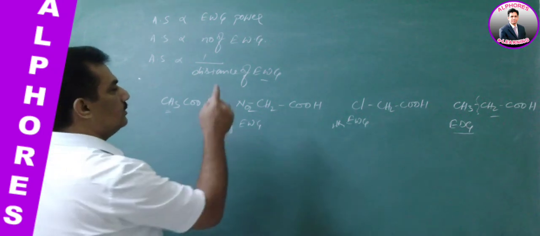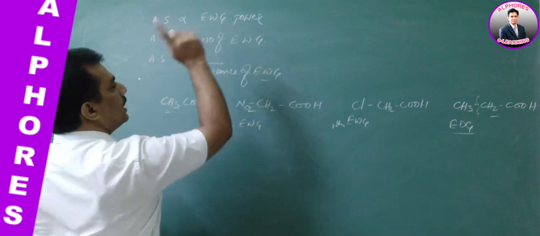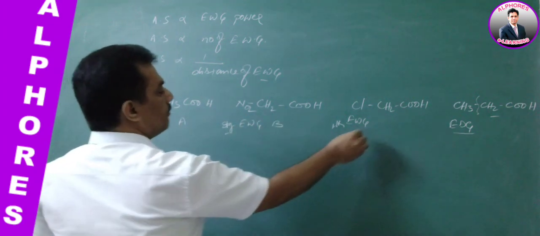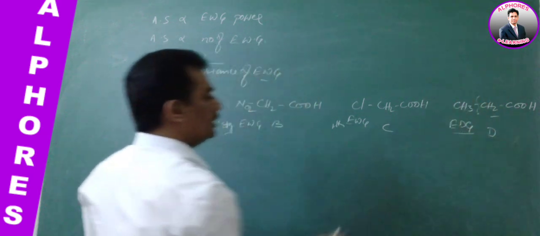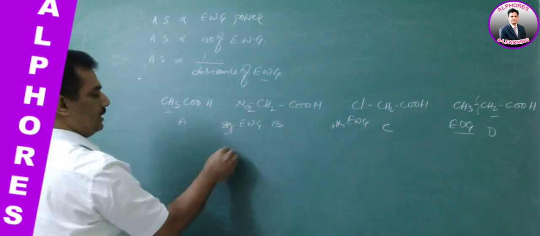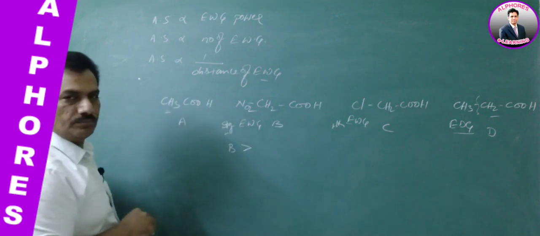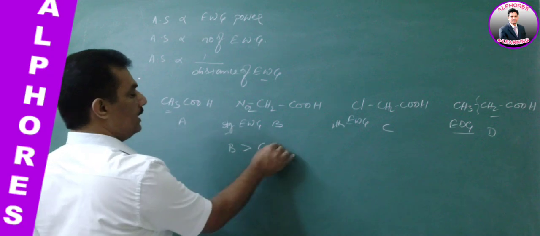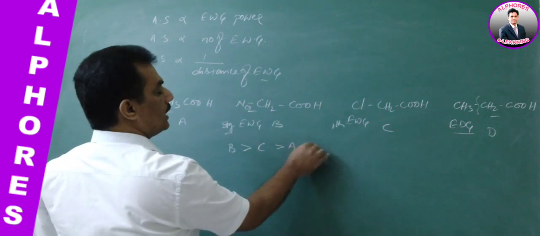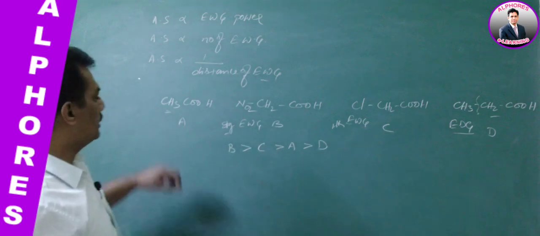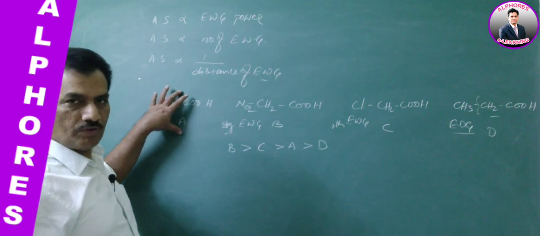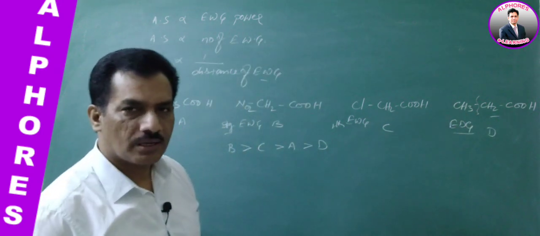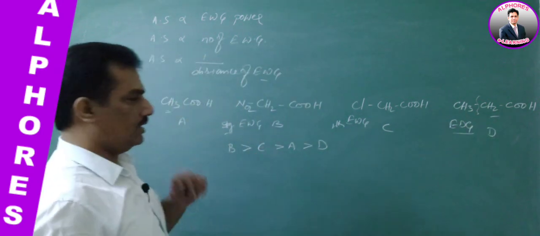In such a case, the acidic strength is related to electron withdrawing group power. Say for example, if it is A, B, C and D, now we have to arrange. B is a stronger acid than C, and it is stronger than A, and it is stronger than D, because in A neither donating nor withdrawing group is present, but in D there is a donating group. Clear?